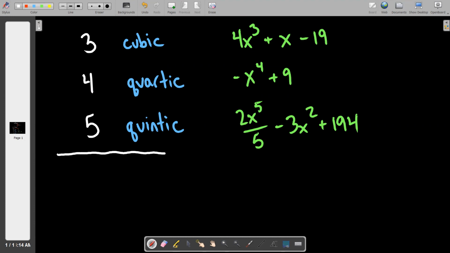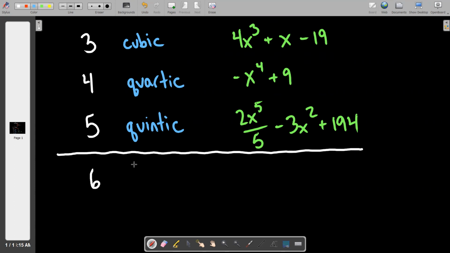After this point, when someone asks you to classify a polynomial, if it has a degree higher than 5, 6, 7, 8, literally anything higher than 5, while there are names and you can find them on any website, Wikipedia would probably list a ton of them, we just stop. We just kind of throw in the towel after 5, and we refer to it simply by its degree.